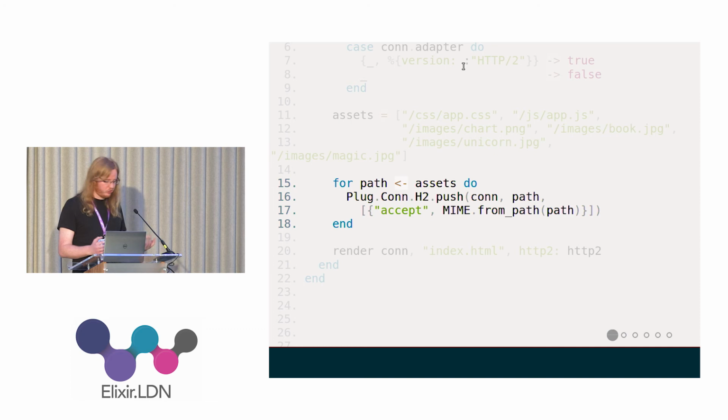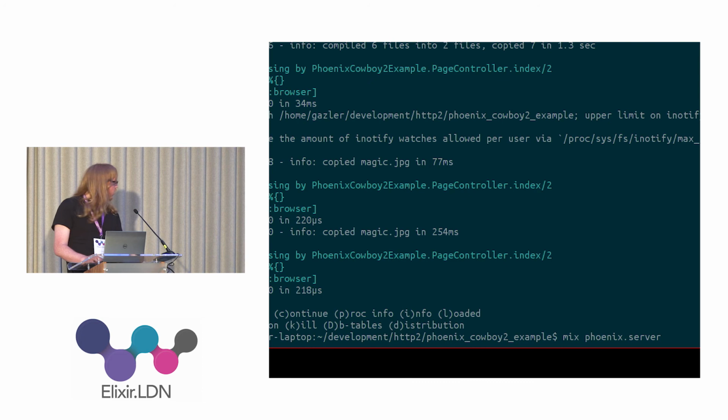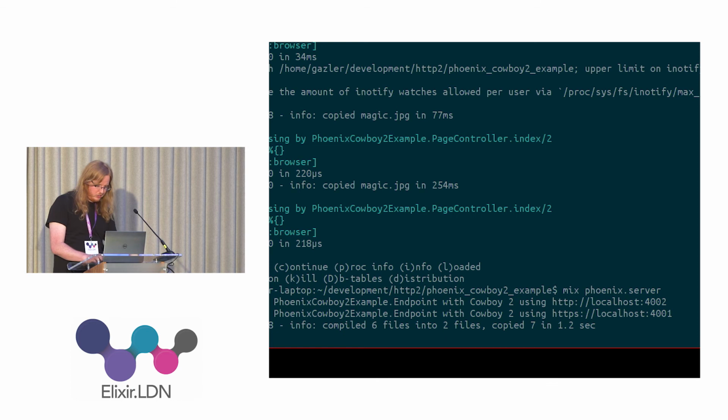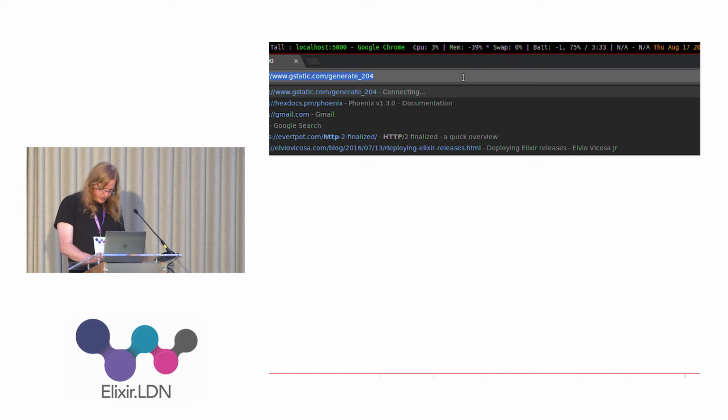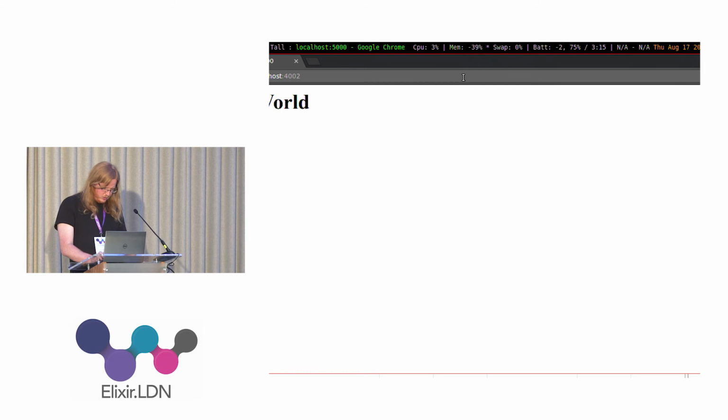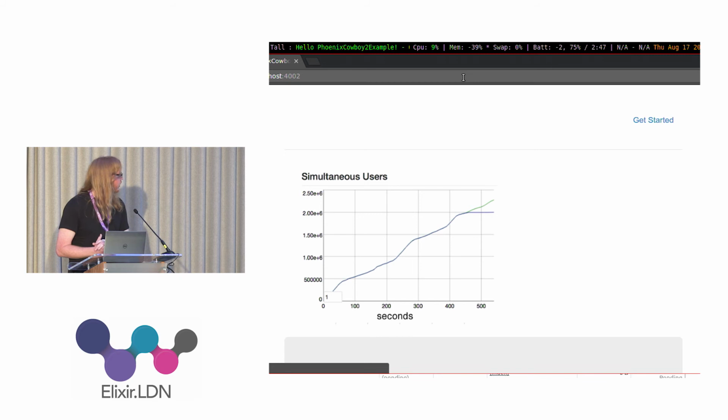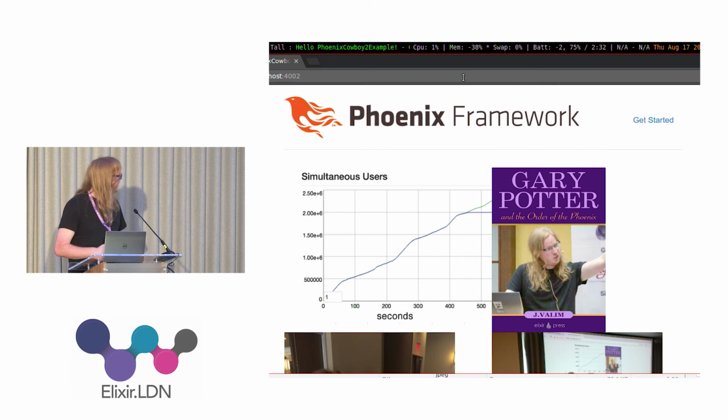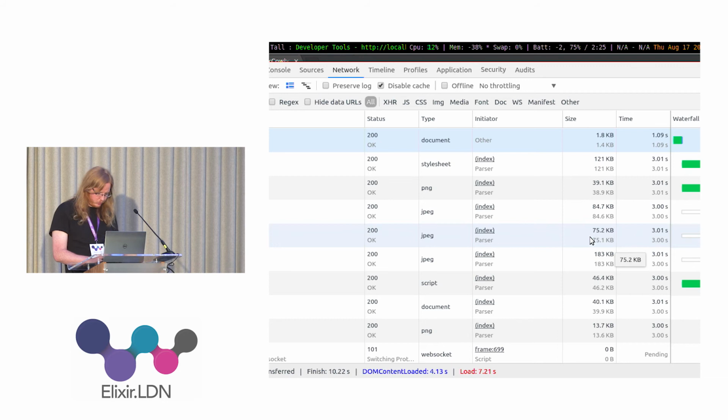So if we have a look at what this looks like, when I run mix phoenix.serve, you'll see it starts two servers. It starts one on HTTP and one on HTTPS. So if we go to the HTTP one, 4002, see that the page loads in slowly. I have a plug called dial-up that just artificially slows down everything. And you'll see that the images are loaded in. I'm going to bring up the inspector here, and you'll see that they were all requested individually here, and they've got their own timeline associated with them.